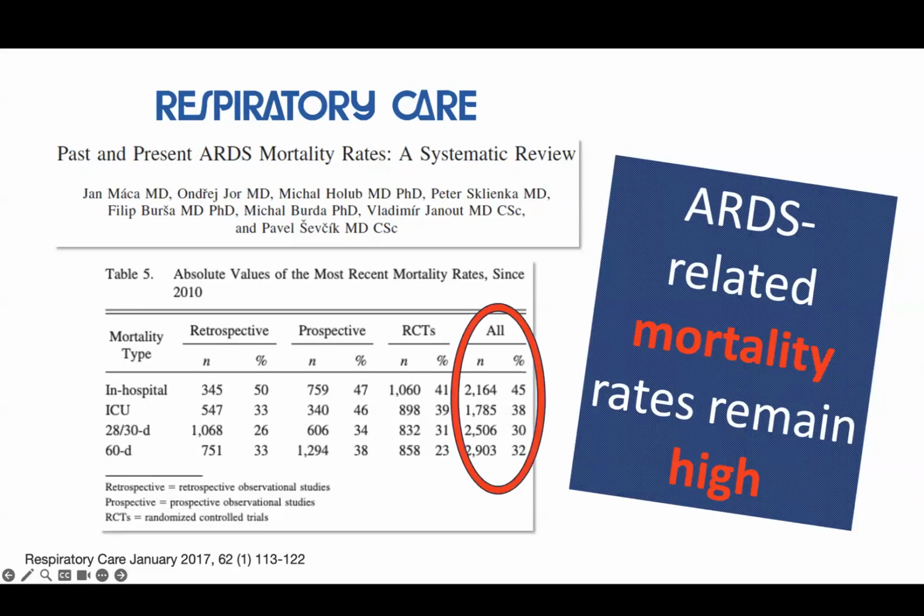Mortality rates range from about 30% to about 45%, depending on many variables. So what we're saying is, at the very least, a patient that has a true diagnosis of ARDS has almost a 1 in 3 chance of dying. Let that sink in for a moment.